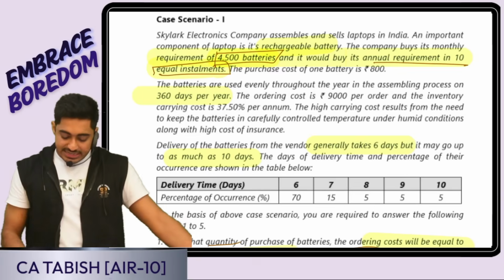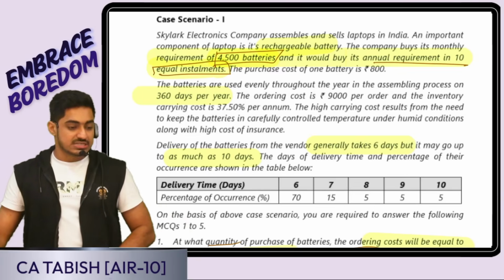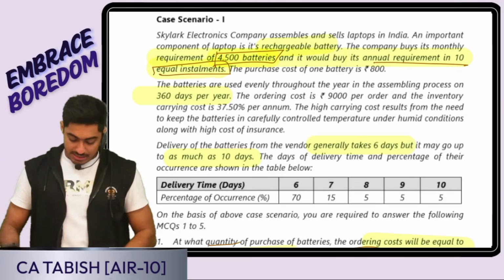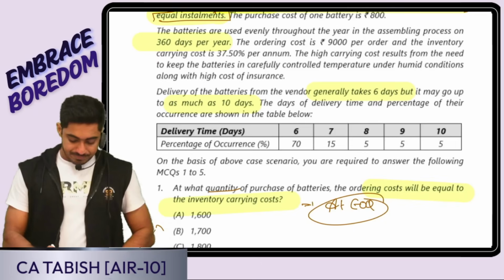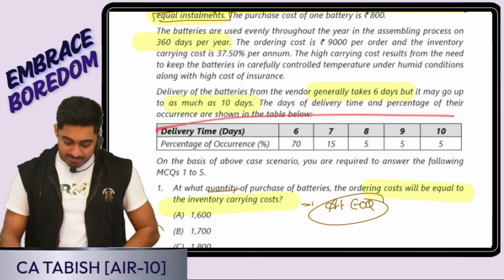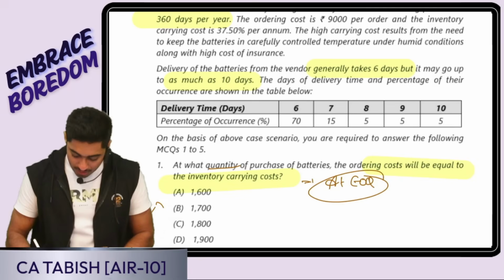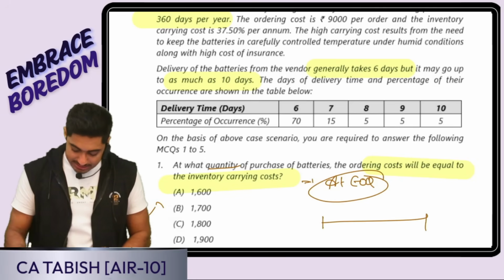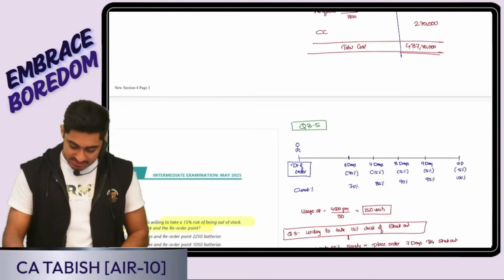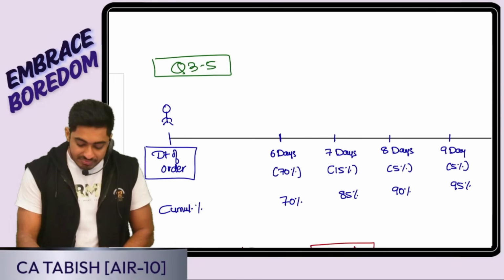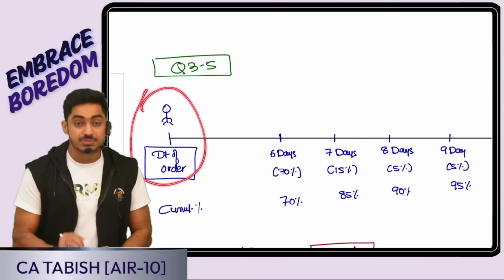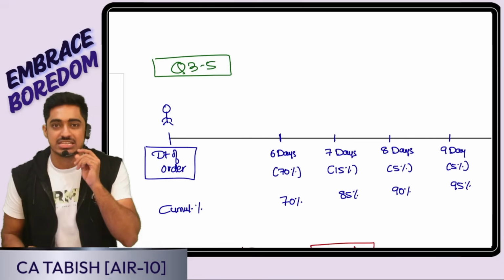Okay, fine. The days of delivery time and percentage of their occurrence are shown in the table below. Yes, everyone, now look at this. Delivery time, this table is given. What is this table telling? I have placed the order today. Today only will I receive goods from the supplier?